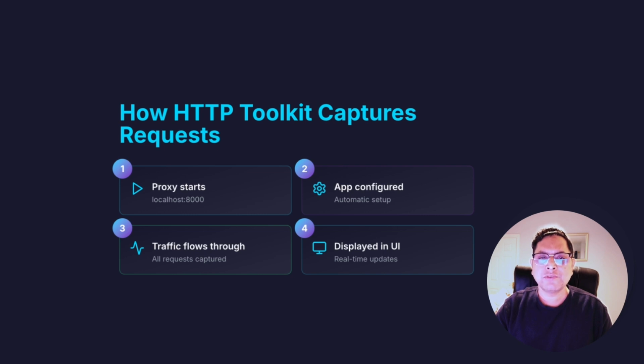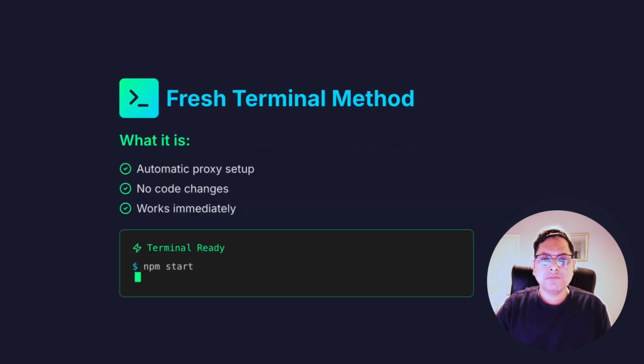Third, all your traffic flows through the proxy. It means every HTTP and HTTPS request is routed through HTTP Toolkit. Fourth, everything appears in UI in real time. That means you can see requests instantly as they happen. So I can say it's very simple, automatic and powerful. I just explained one of the method, fresh terminal. So let's understand it, how it works.